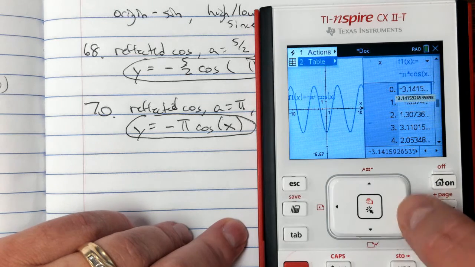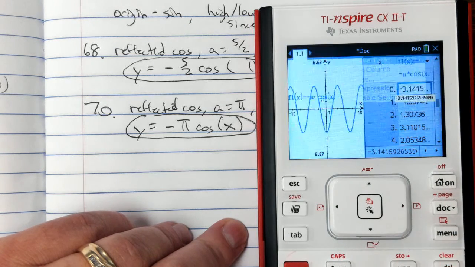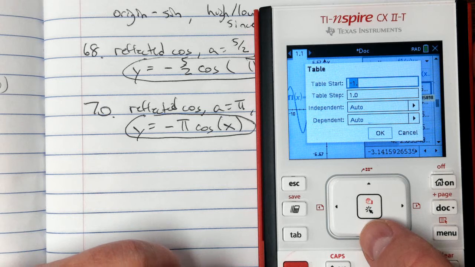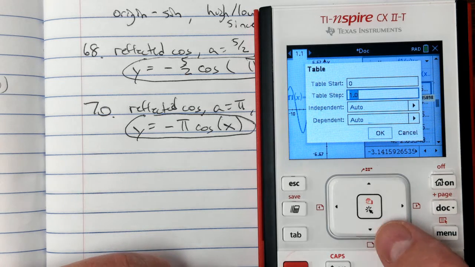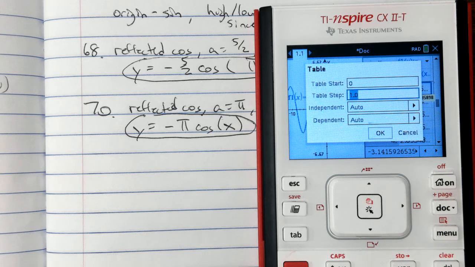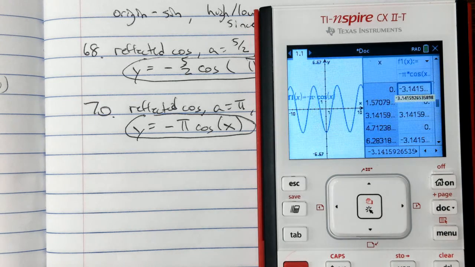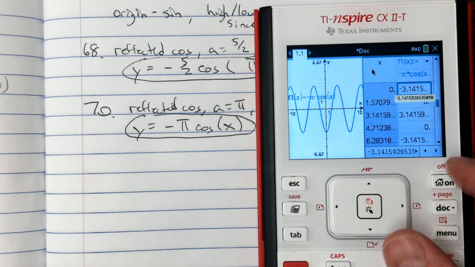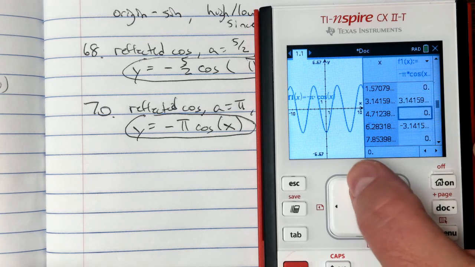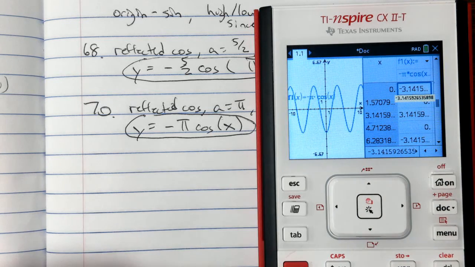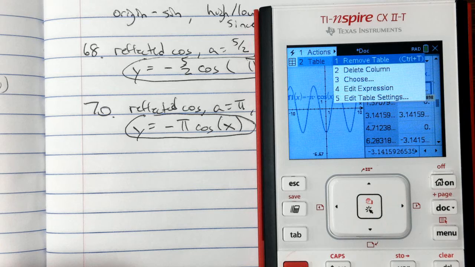Remember, you can also change your table settings to be more meaningful. You want to start at 0 and step by, in that one we're stepping by pi halves. Pi divided by 2. So you could do it that way, where you can see that it's negative pi, 0, etc. So remember, you can do that, or you can just change it to ask mode if you'd like.